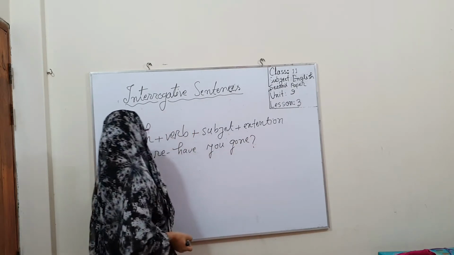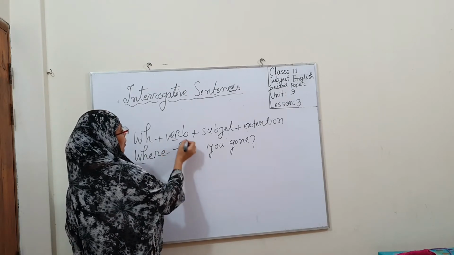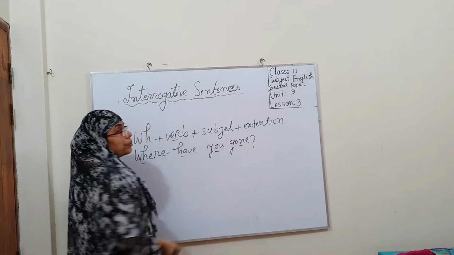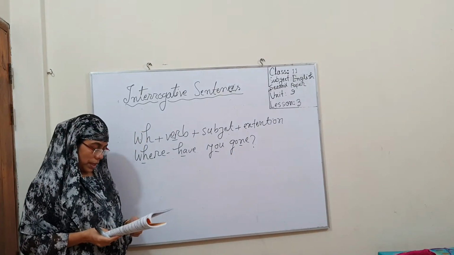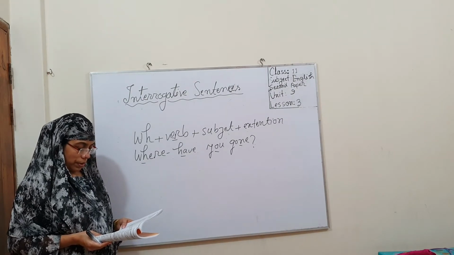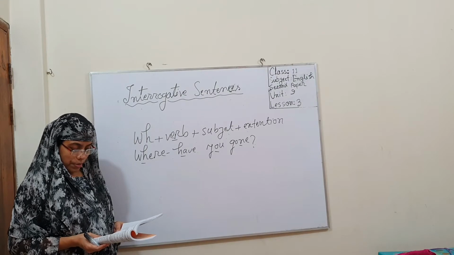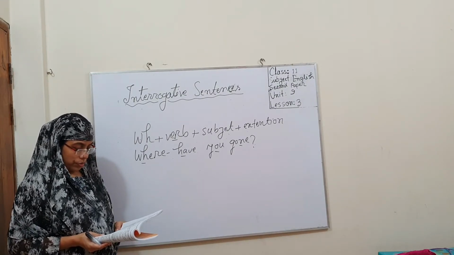Yes, this is the WH word, and this is the auxiliary verb, and it is the subject. It is another verb, the principal verb, and we use a question mark. And another type: WH word, auxiliary verb, subject, main verb, extension. For example, where are you going? Are you going to market?